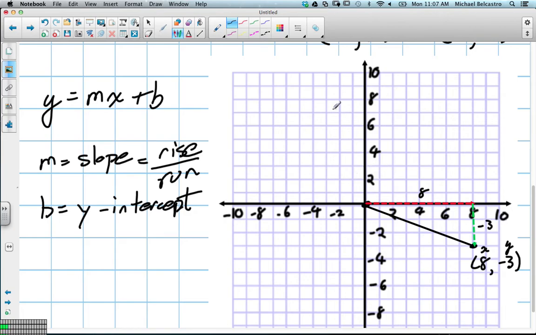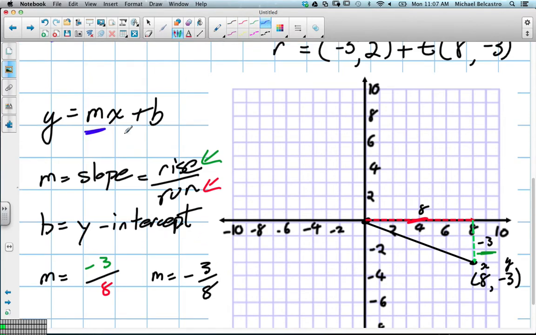So in this case, our slope, which is m, our rise is -3, so we'll put it in green. This is our rise. And our run is the value of 8. So our slope is -3 over 8, which can really just be written as the negative value of 3 over 8. So here's our slope in this question. So we can put that in for our value of m.